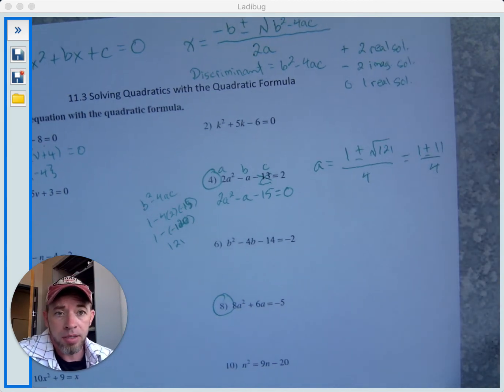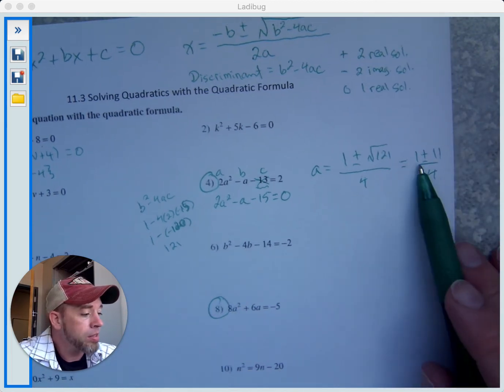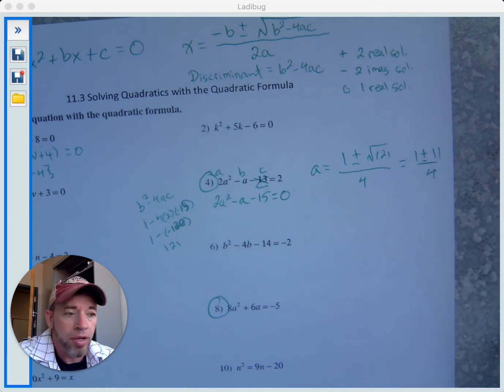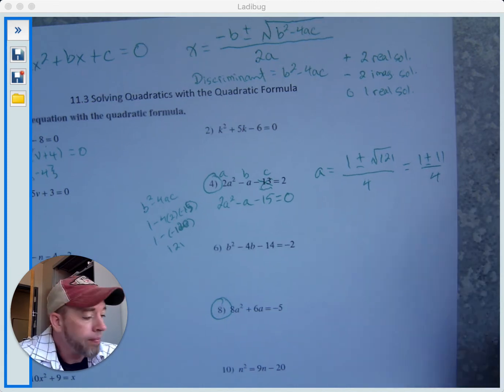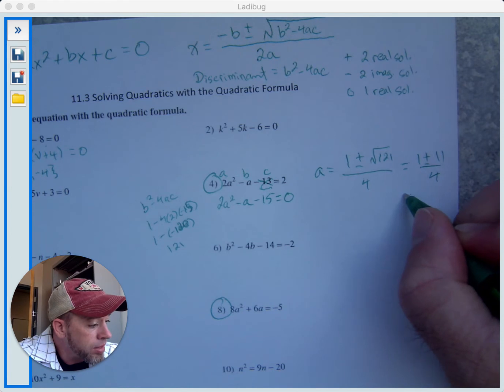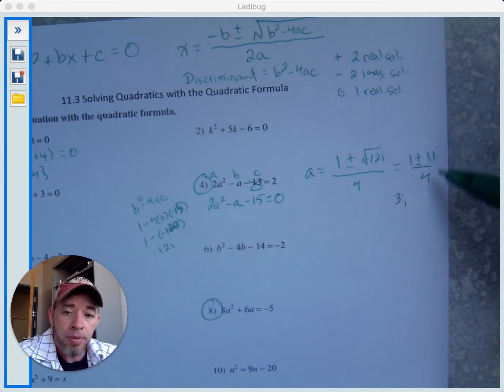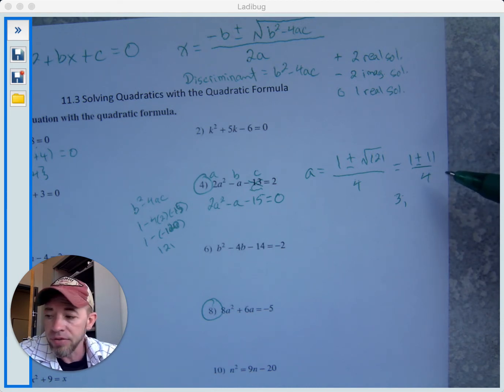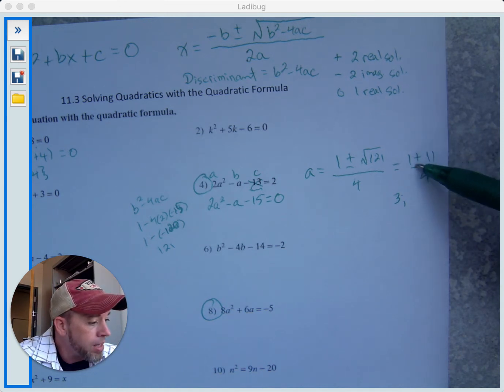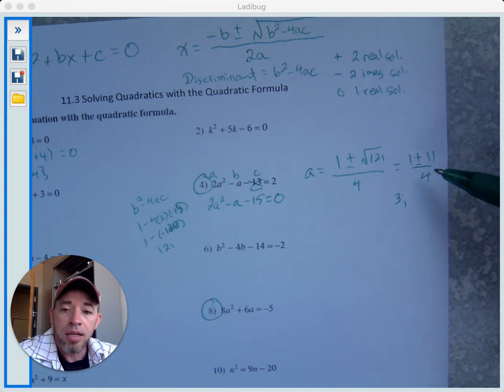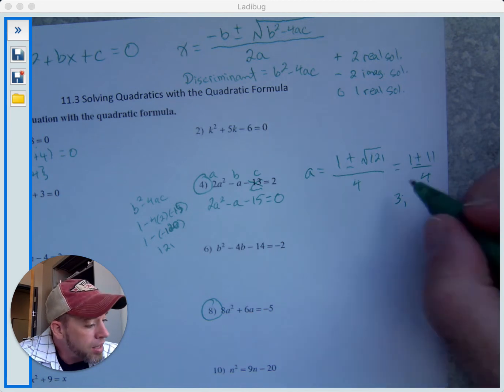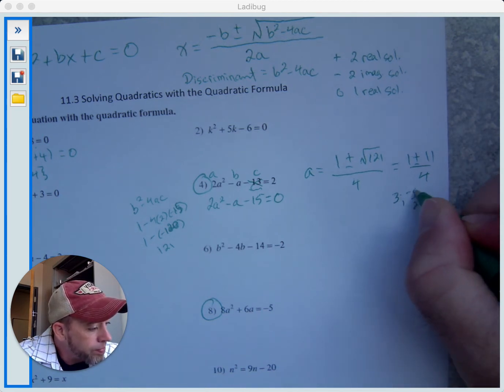And so we can simplify that, right? We could do the plus. 1 plus 11 is 12, and divided by 4. 12 divided by 4 is 3. We could do 1 minus 11 is 10. 10 divided by 4, that's 10 fourths, which we could reduce to 5 halves, right? Oh, but that's a negative, right? Because we have 1 minus 11 is negative 10. Negative 10 over 4 is negative 5 halves. Those are our two solutions.